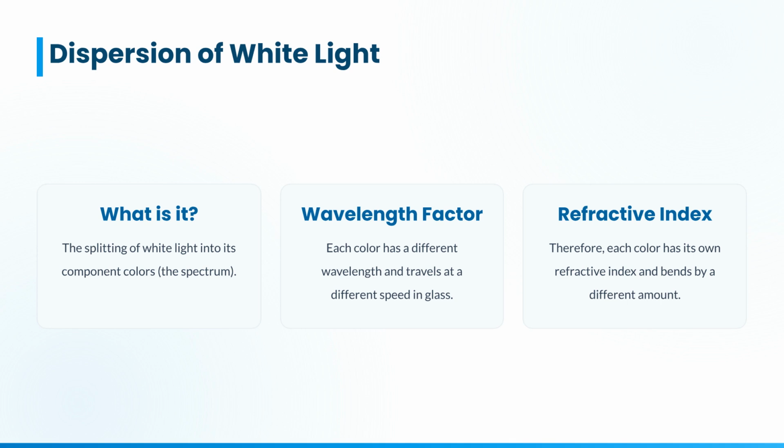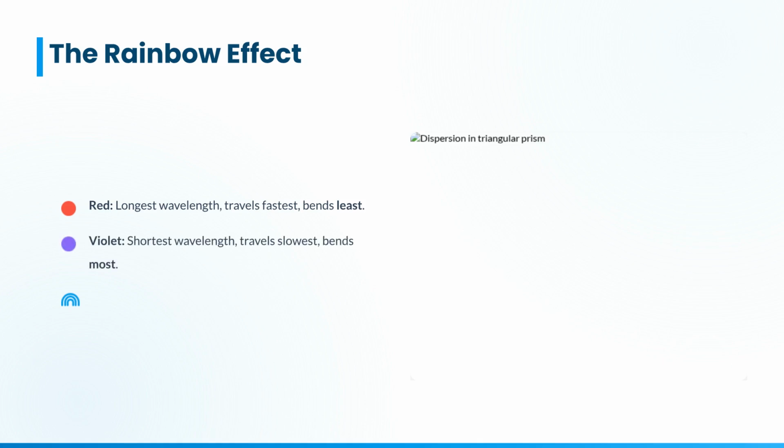Another related phenomenon is the dispersion of white light. Because different colors have different wavelengths, they travel at different speeds in glass and therefore bend at different angles, creating the visible spectrum. As a result, red light, having the longest wavelength, bends the least, while violet light, with the shortest wavelength, bends the most. This process is responsible for the rainbow effect.